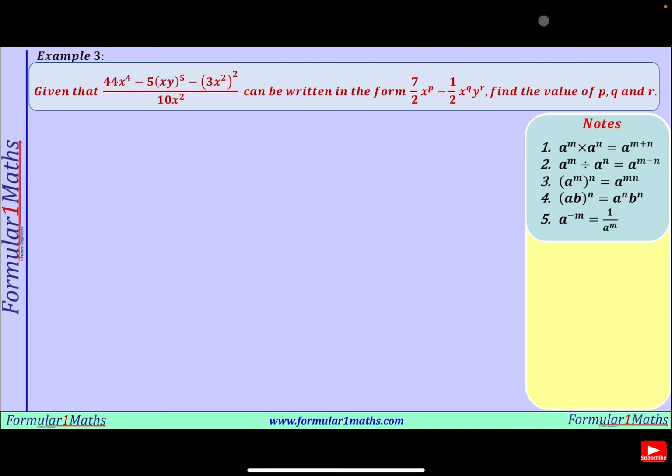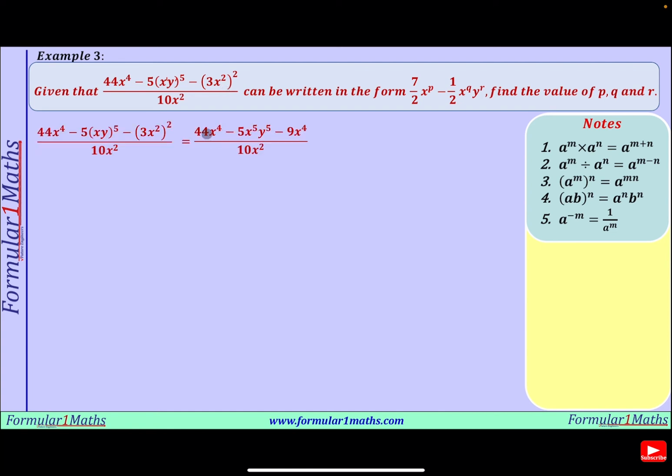Example 3. Given that all this can be written in the form this, find the value of P, Q, and R. So the best way to start is to simplify the numerator. So because this here is raised to the power 5, we know that there's a 1 here and a 1 here that we don't write. So now we can say this can be simplified to 5x to the power 5, y to the power 5. And then we simplify this one as well. The 3 will be squared to get 9, and the x squared will be squared to get x to the power 4. So we get this now.